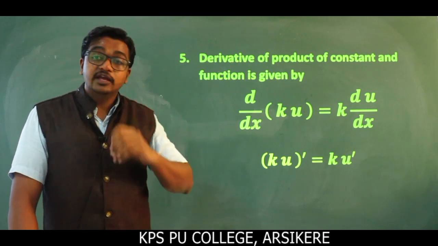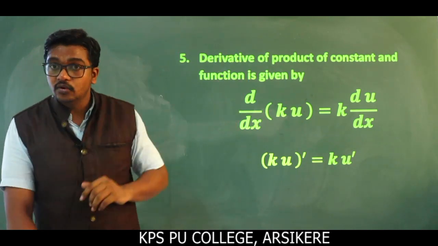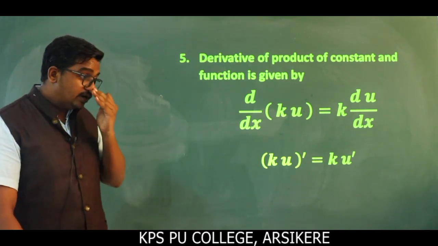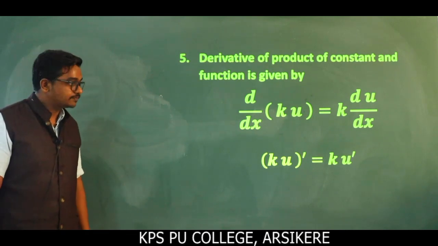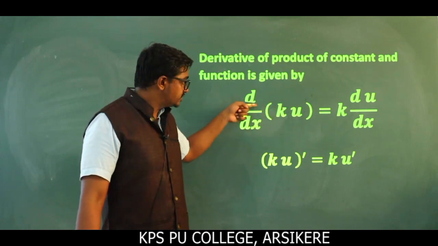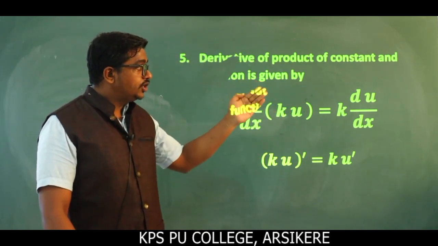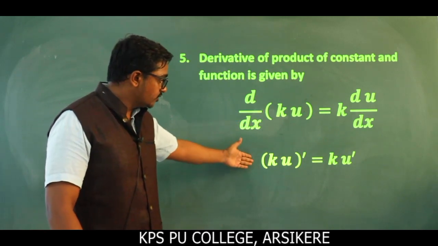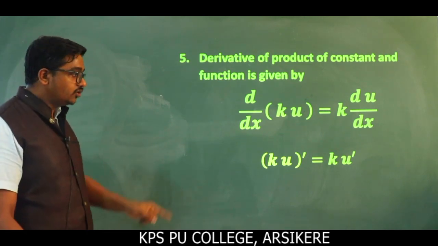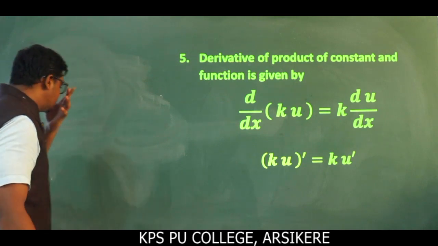Similarly in the case of f dash of x, we do derivative of f with respect to x. When it comes to y is equal to f of x, in that case dy by dx represents derivative of y with respect to x. Therefore d by dx of constant into function, k into u, is equal to k into du by dx, or else in another notation, k into u whole dash is equal to k, a constant, into derivative of the function u. Understood, children? I will give an example for this one.